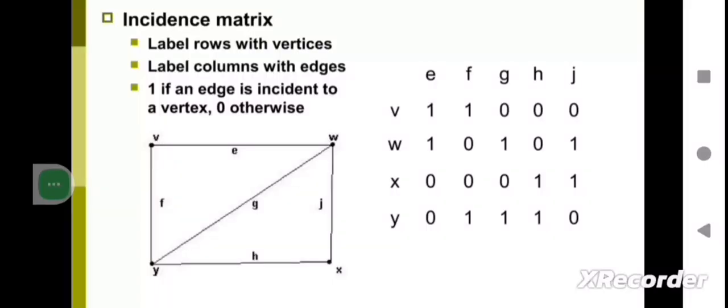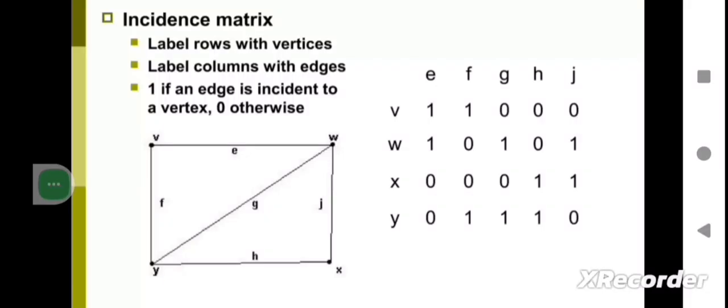Next G. G is not incident with V, and there is no connection between V and G. That value is 0. Similarly, there is no connection between V and H, so that value is also 0. Similarly, there is no connection between V and J. See that figure. V and J, there is no connection. So that value is also 0.